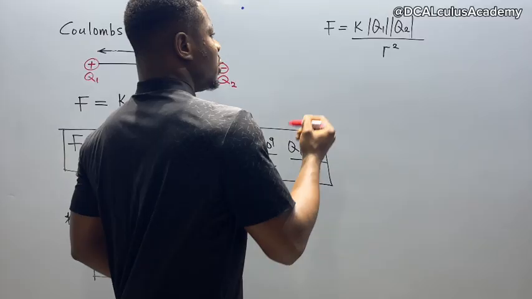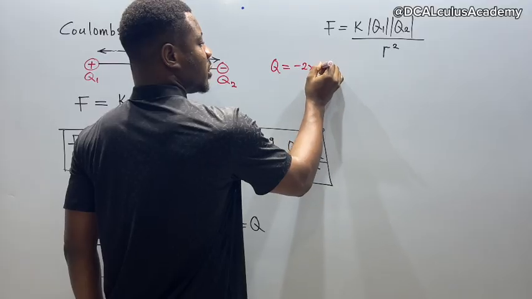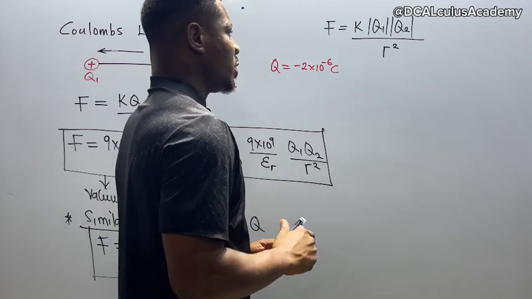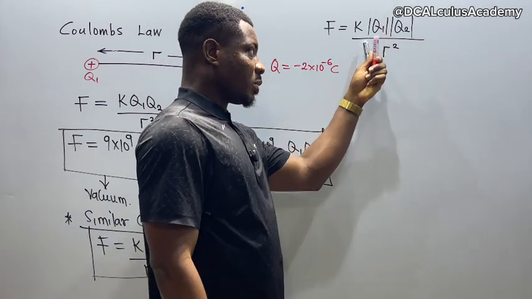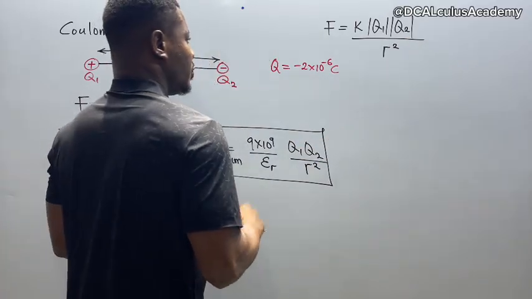Even if the question tells you that the charge Q1 is negative 2 times 10 raised to power minus 6 coulombs, for instance, when solving, you don't need to include the sign. You can take a positive charge to solve. It's very, very necessary, very important.